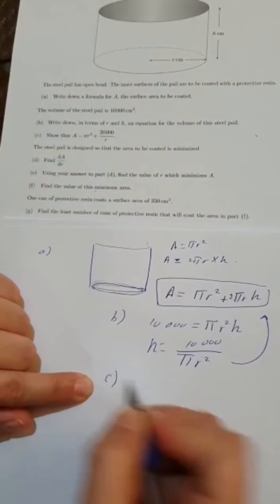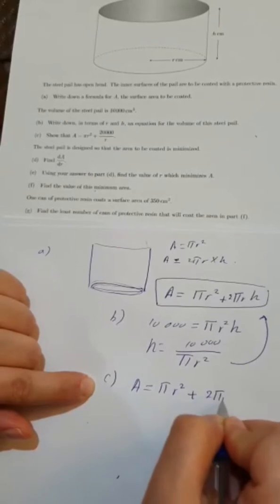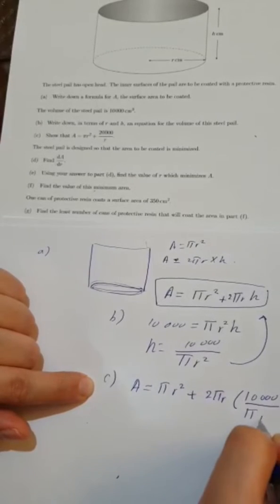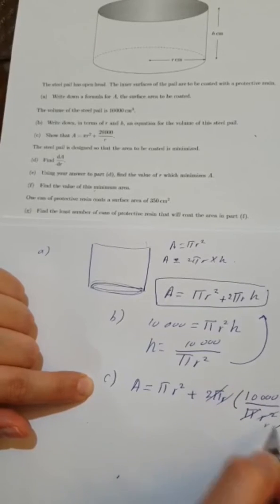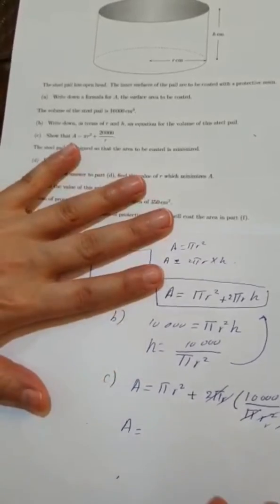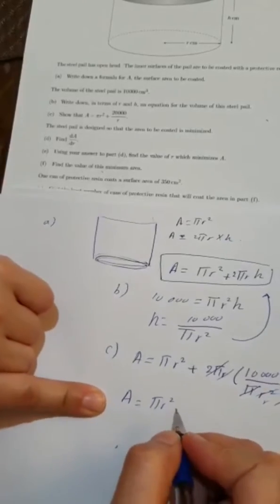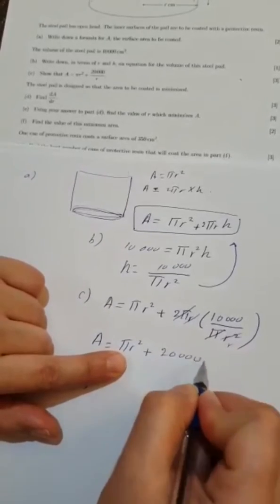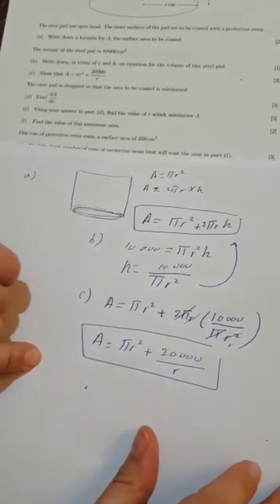I'm going to say in part C, A equal to π r squared plus 2π r multiplied by the h that I got, which is 10,000 over π r squared. And if I want to simplify this more, I can simplify π with π, one r with one r. I'm going to get one r only in this case. So the last answer will be A equal to, and you can multiply 2 by 10,000, so it becomes π r squared plus 20,000 over r. So this is the new area that I got.